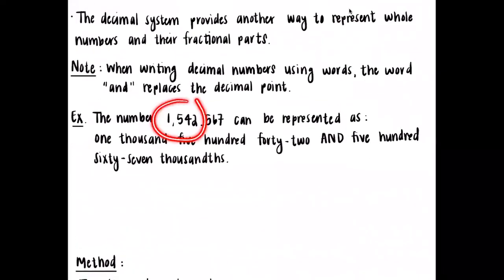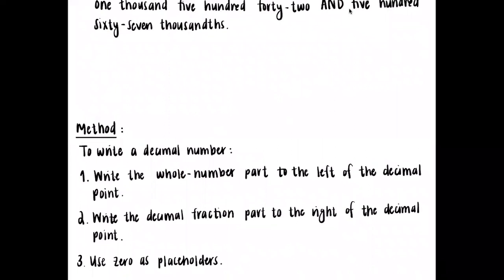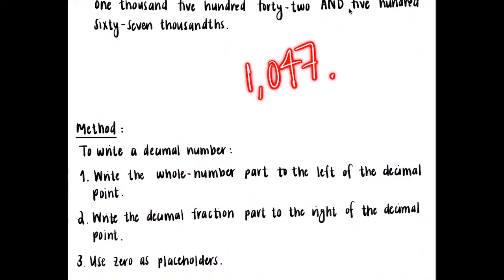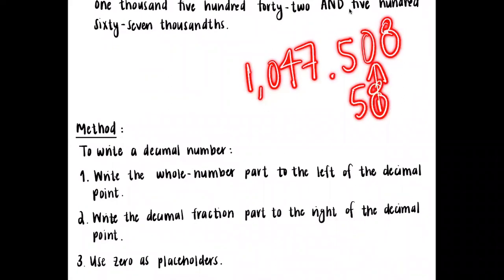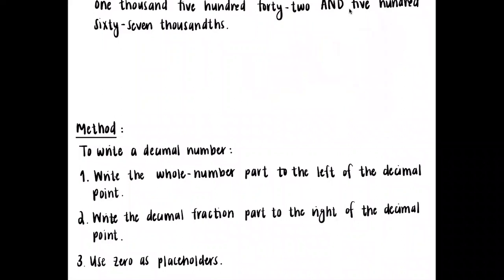So again, everything to the left, that's greater than 1. Everything to the right is less than 1. So that's how we show that fractional remainder. And then, of course, we use zeros as placeholders. So what do I mean by that? So for example, if we have 1,047.508, we'll say. Notice the 0 is a placeholder. So we don't have anything in the hundredths place value, but again, we still want to show it because that is not the same if we just have 58. So we want to make sure, of course, to use 0 as placeholders.